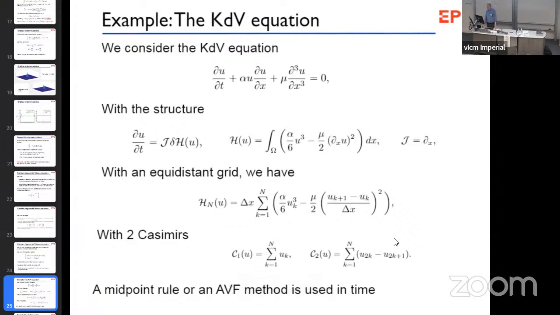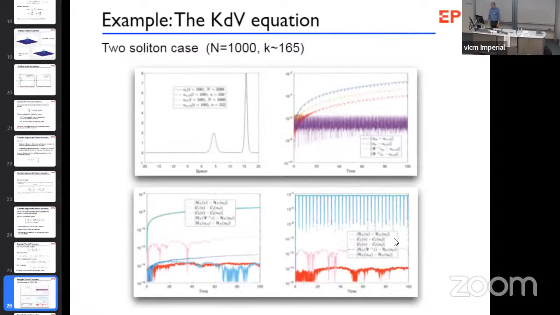Now, if you then go ahead and solve the problem using the machinery that I just described, the graphics doesn't come through very well. I'm sorry about that. The KdV equation is one of the soliton equations. So it has solitons, solutions that can move through each other without changing shape. And maybe we can just look at the one here at the bottom. The red and the blue down here are basically the Casimirs. So as one would expect, they're accurate to machine accuracy.